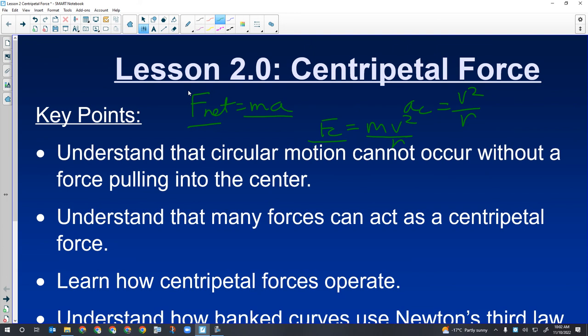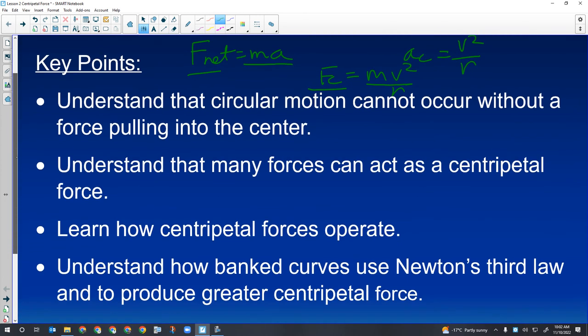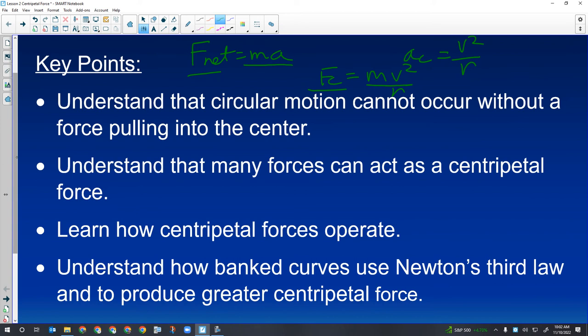Okay, so circular motion can't occur without a force pulling to the center. Lots of forces can act as centripetal forces. We're going to look at how centripetal forces operate, and understand how banked curves and also unbanked curves use Newton's third law to produce greater centripetal force.